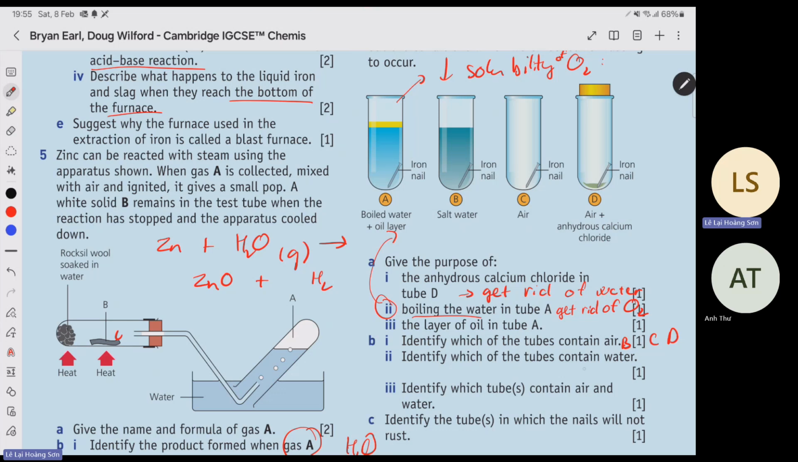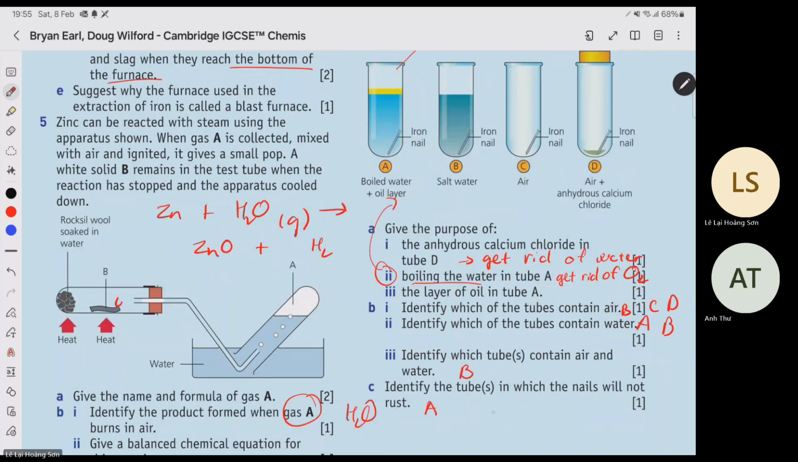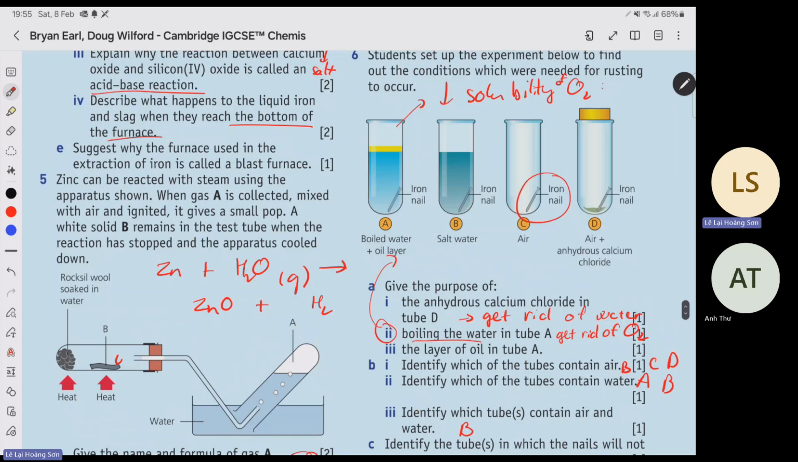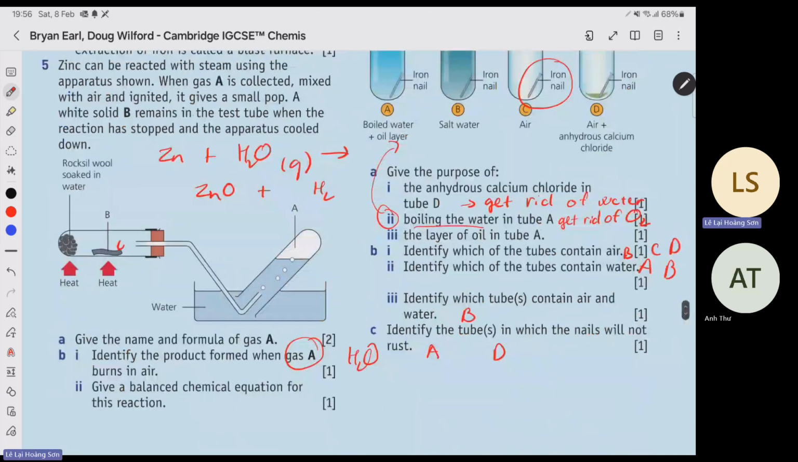So which test tubes contain the water? We have A and B, right? Which test tube contains air and water? B. Which test tubes have nails that will not rust? A and D. How about C? You have the air, but do you have water there? No. So will it rust? No, right? So we have A, C, and D.